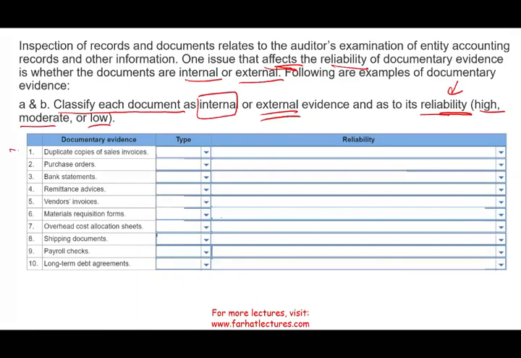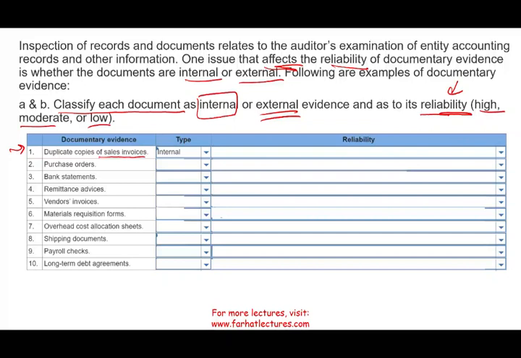Let's start to look at the first documentary evidence: duplicate copies of sales invoices. Who generates the sales invoices? Well, the company generates the sales invoices. When they make a sale, they have a sales invoice, and that's a duplicate copy. First, is it internal or external? Obviously, it's internal. How reliable is this document? Well, the reliability of an internal document depends on the strength of the internal control. If the internal control of that company is strong, is excellent, then the evidence will be reliable. Why? Because if they have good internal control, it means this sales invoice is reliable evidence.